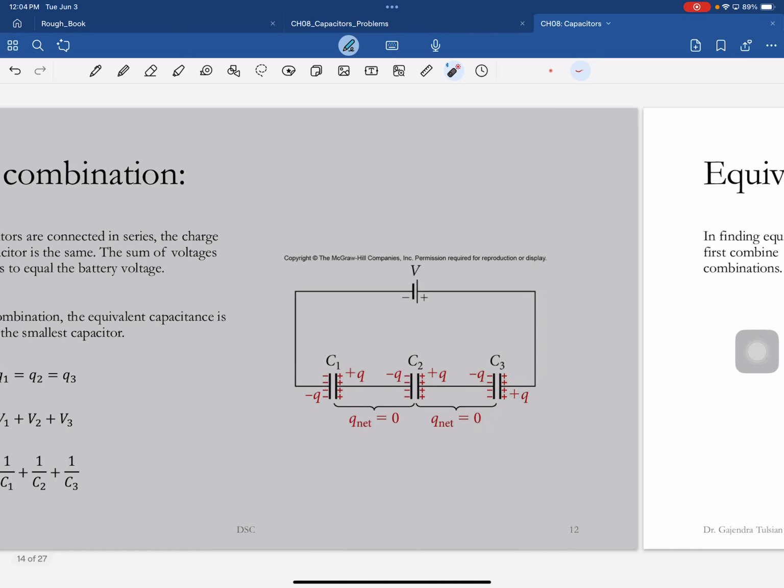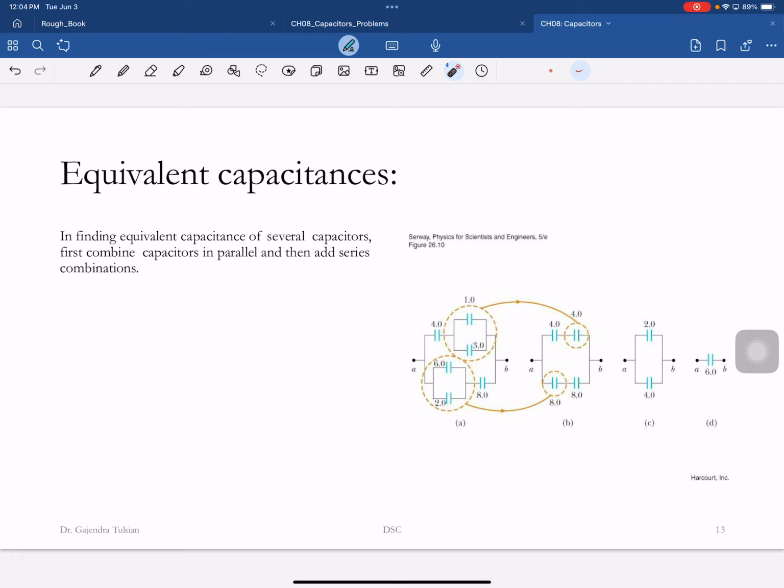When you have a mess like this, see these two are in parallel, so you can reduce that to a single capacitance. When they're in parallel, you just add them. So 3 plus 1 is 4. 6 plus 2 is 8. And now these two are in series, and these two are in series. You add the series combinations: these two combined are 2 units, and these two combined are 4 units. And now these are in parallel and you just add them. So that's how you reduce that to a single capacitor.